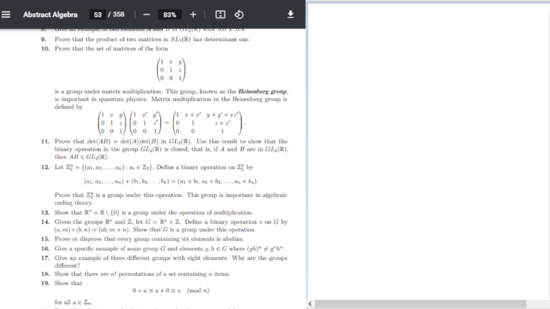Alright, prove that the determinant of AB equals the determinant of A times the determinant of B in GL2. We actually already proved that earlier, so it shows that the operation in the group is closed. So if A and B are in GL2 of R, then AB is in GL2 of R.